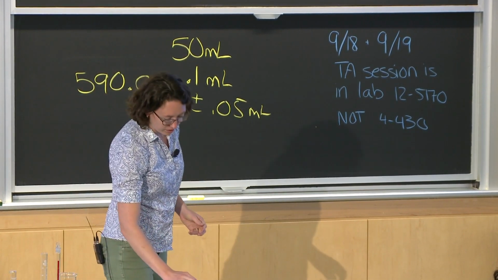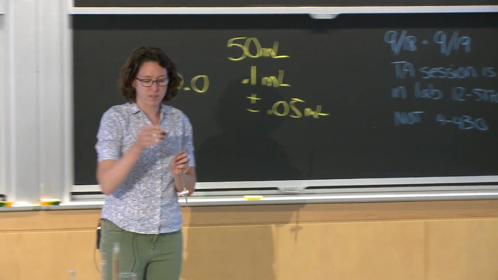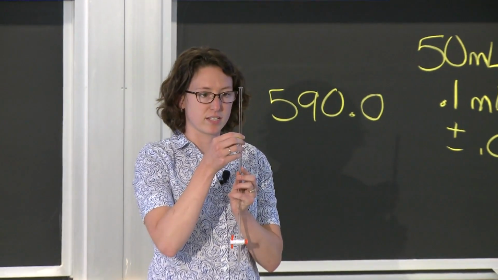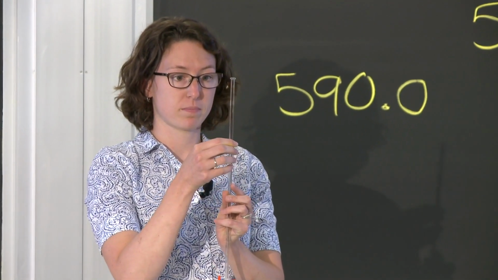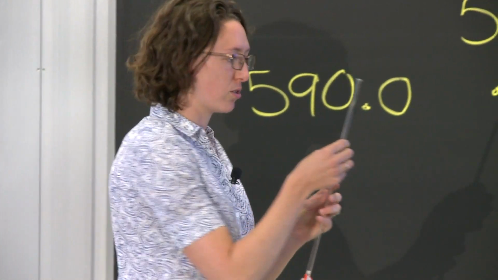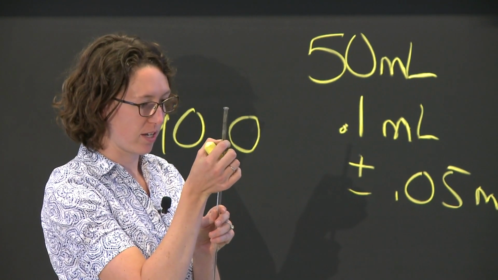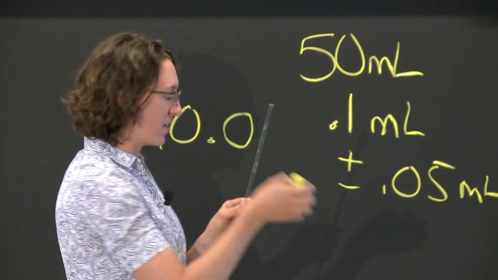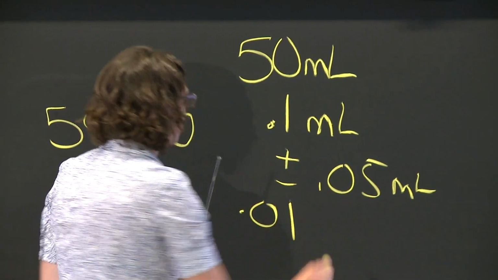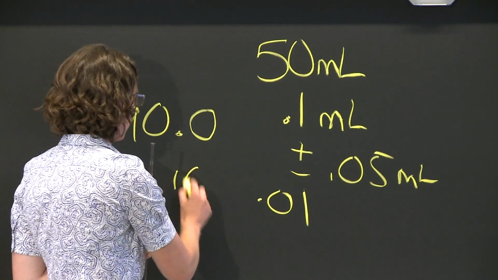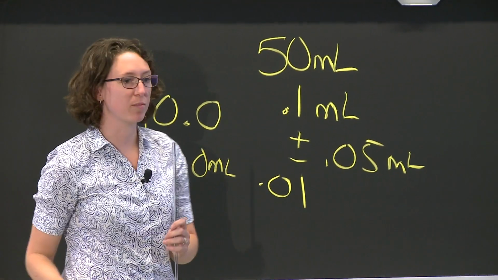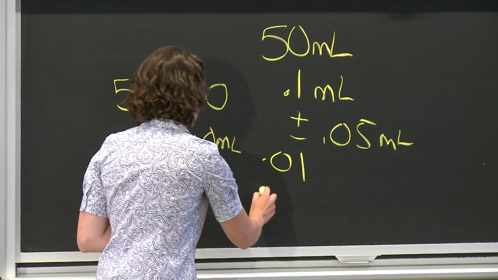In a 10 milliliter burette, the markings are every, let's see, I think they're every 0.2, no. What are these? 0.05? Yeah, these are every 0.01 in a 10 milliliter burette. So what would the uncertainty be here?